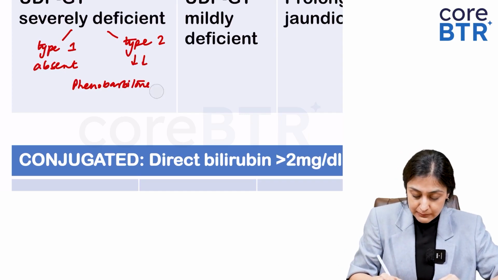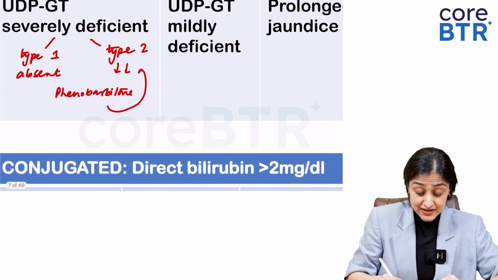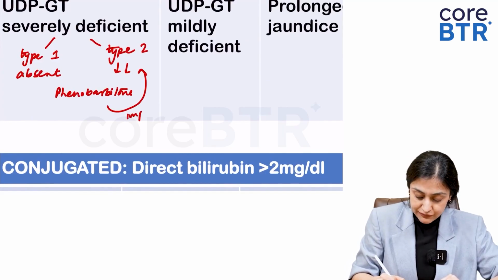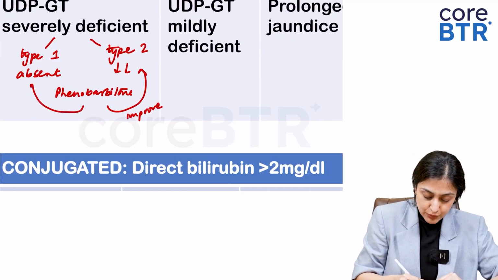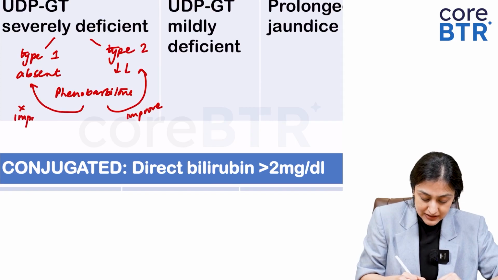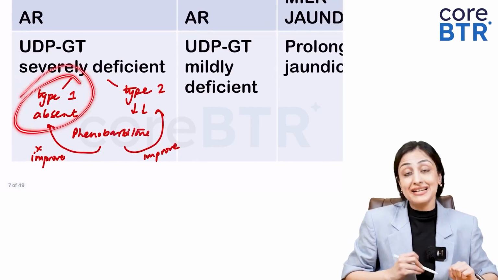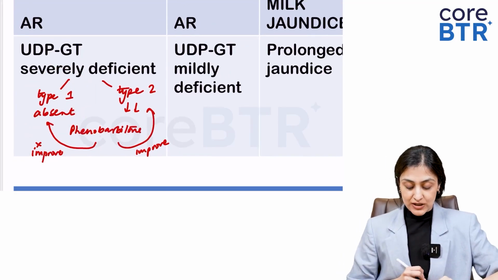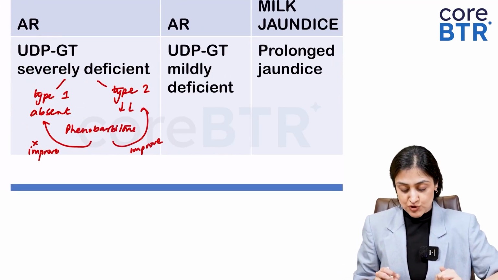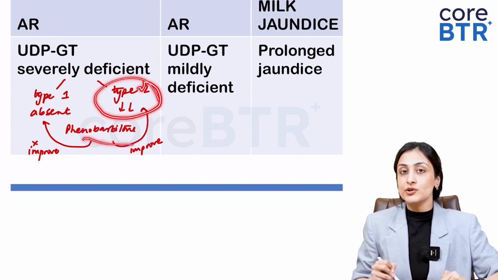If the patient improves, that means there is some enzyme to improve. But if the patient does not improve, that must mean that there is nothing to get induced. So there is complete absence. This is how you distinguish. So if the child improves, it's type 2 and you continue on phenobarb.